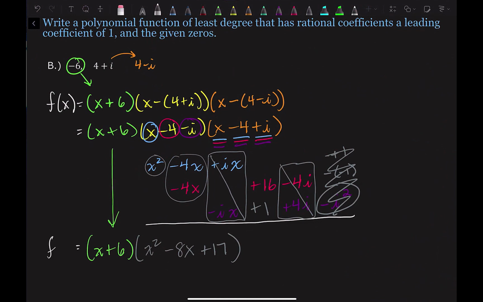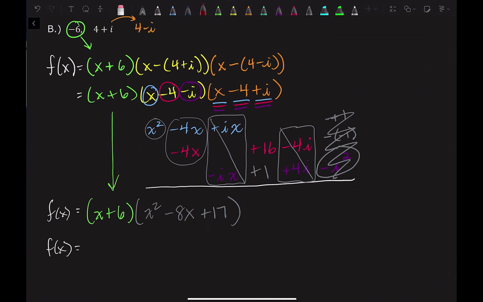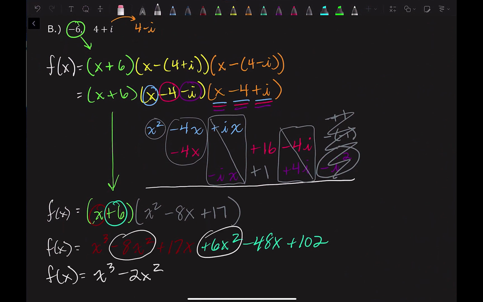So, okay, and then because 6 times 17 is 102, we end up with all that. And then just combining like terms, I'm going to end up with an x cubed minus x squared, 7 minus 8 is going to be -1 x, and 2.